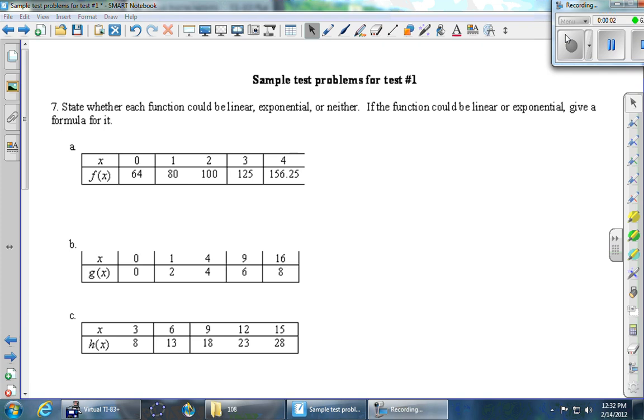This is problem number 7 on the sample test problems for test number 1. State whether each function could be linear, exponential, or neither. If the function could be linear or exponential, give a formula for it. Let's take a look at part A.